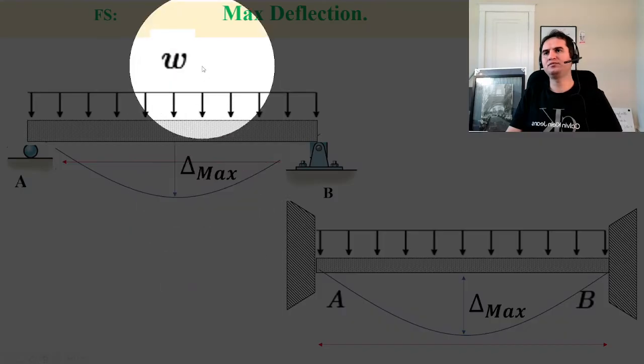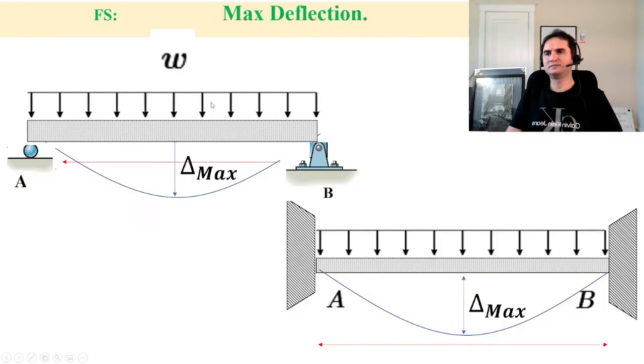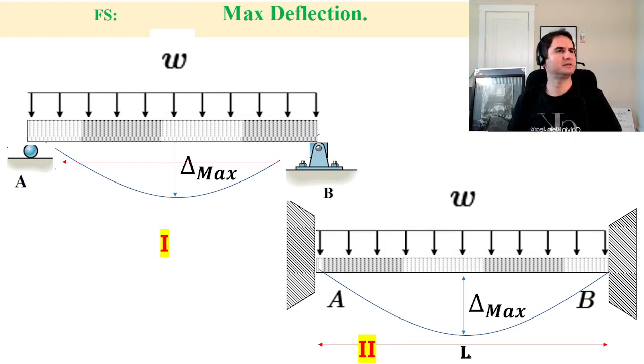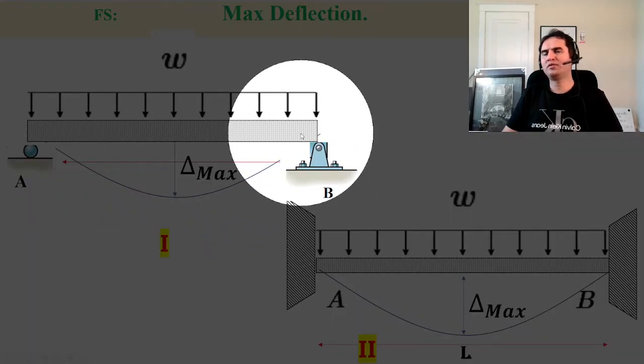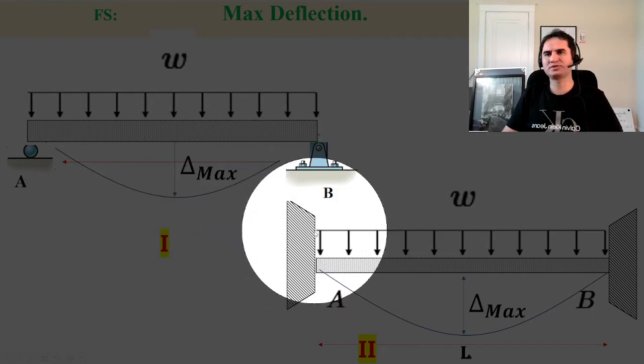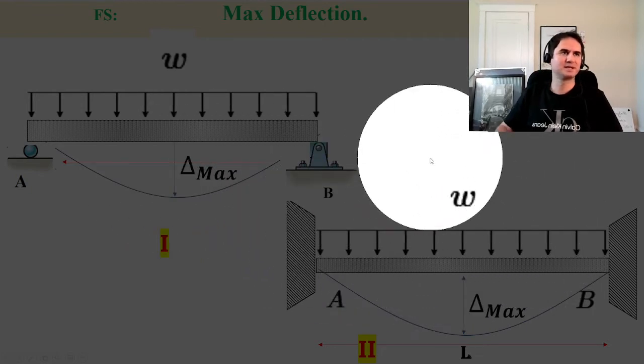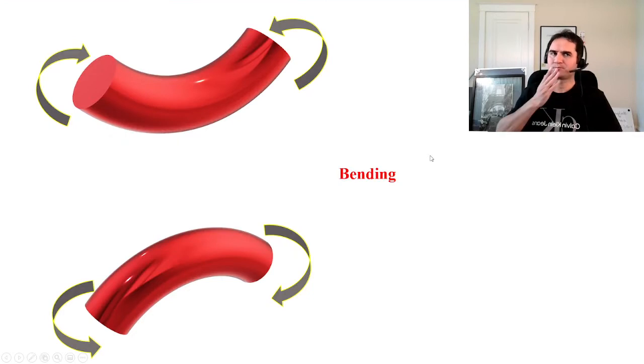By intuition, case 1 may have a bigger delta maximum due to having a more flexible support in comparison to the fixed support. So let's get back to it later on.